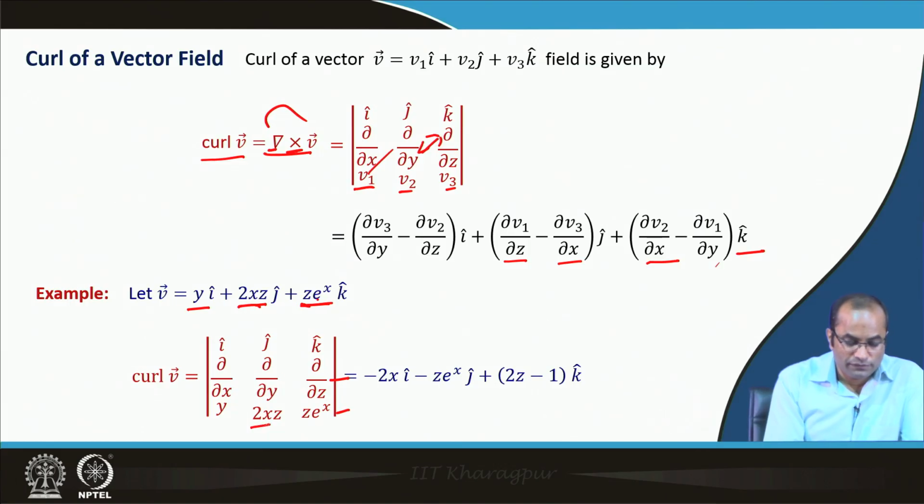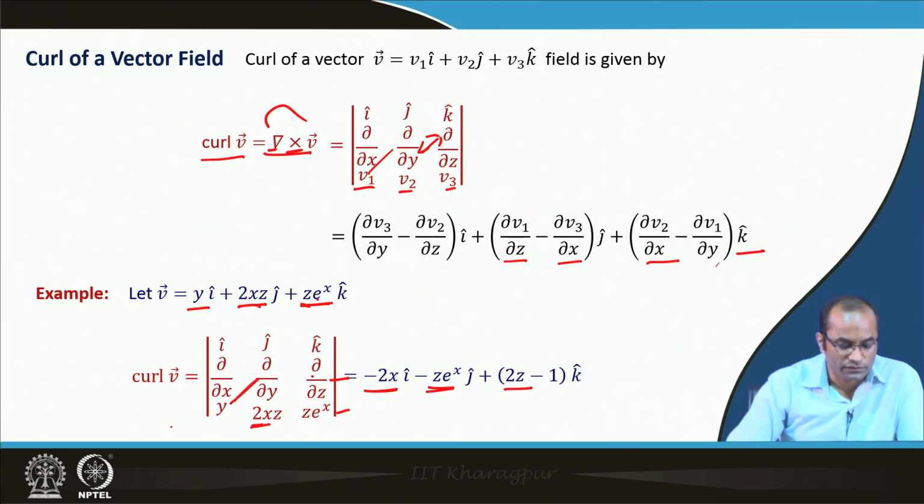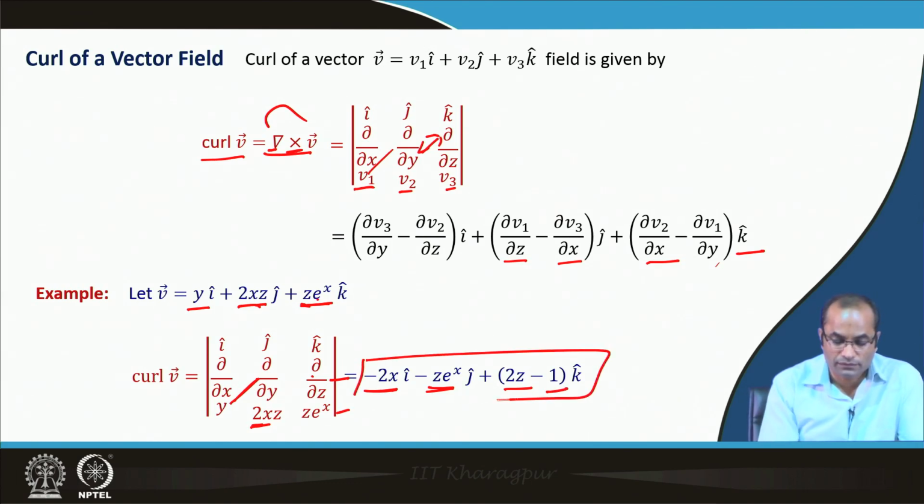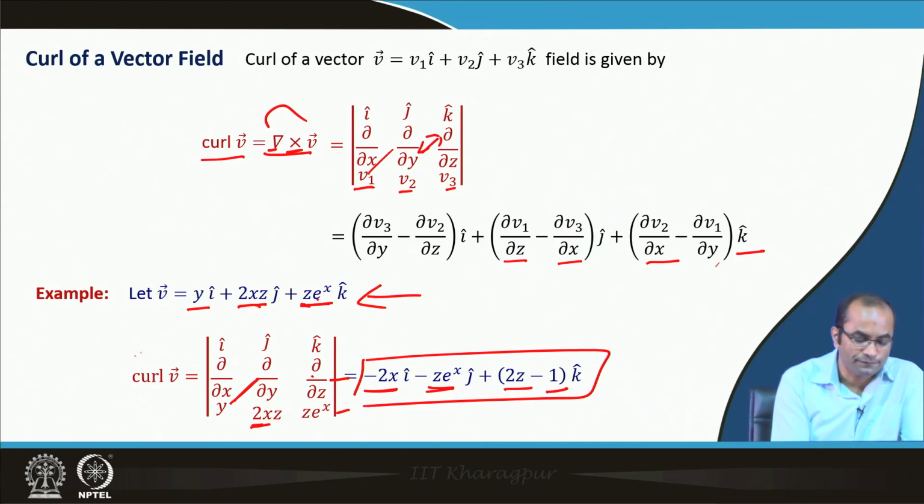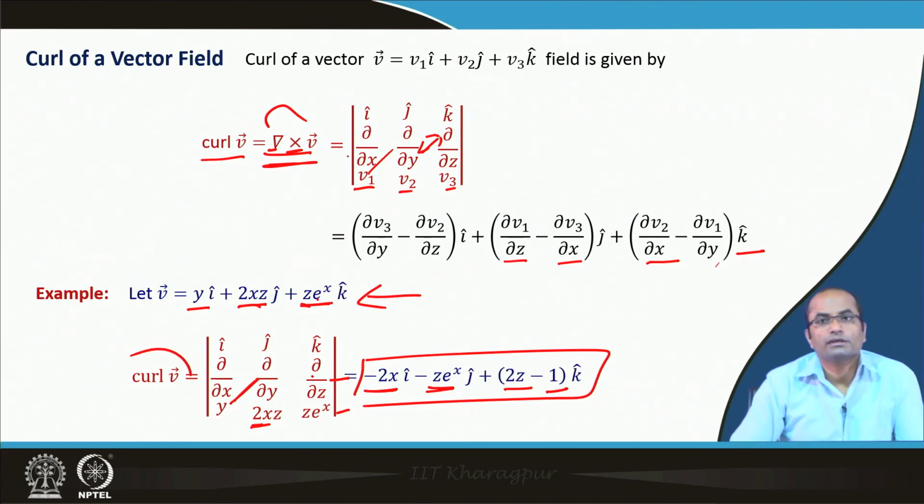So, v2 with respect to z, we will get this minus 2x there when we compute for the component j. So, we have del over del z of y, that is 0, and minus del over del x of z e power x. So, z e power x will come, and similarly we can compute for the k. So, del over del x here, we have 2z, and del over del y for this y, that is 1 there. So, we have this expression for the curl of v of this given vector field. So, by the simple cross product here, we can compute the curl of a vector field.